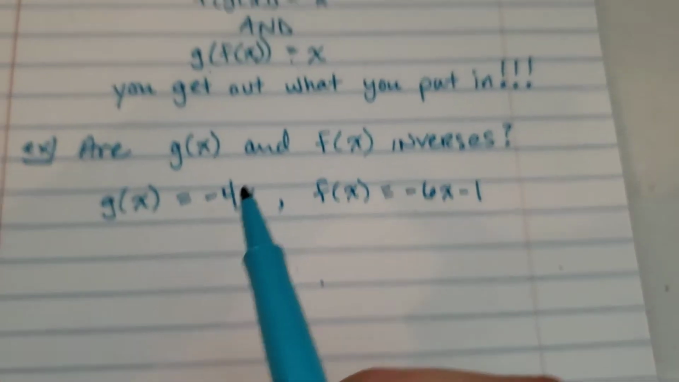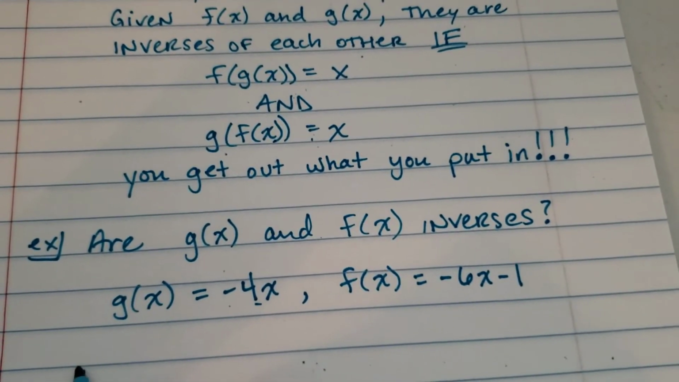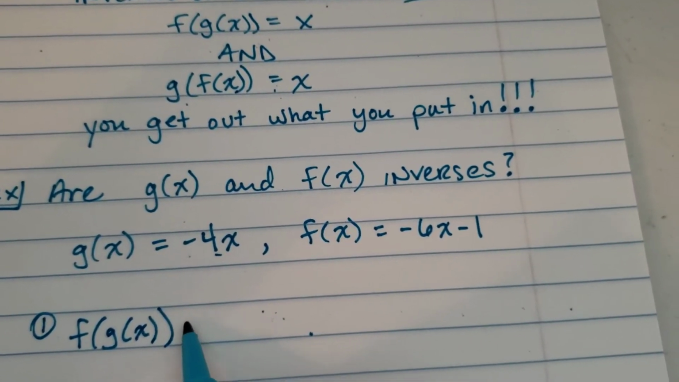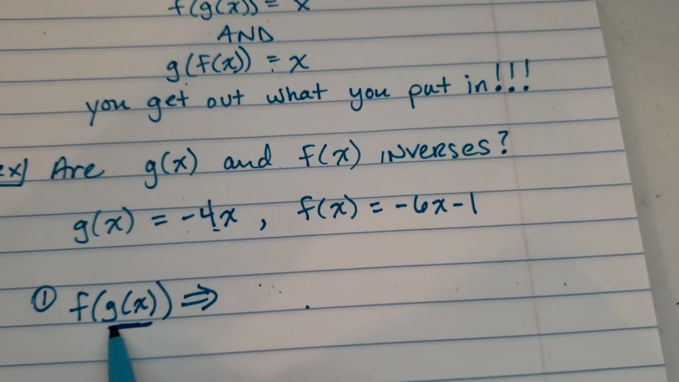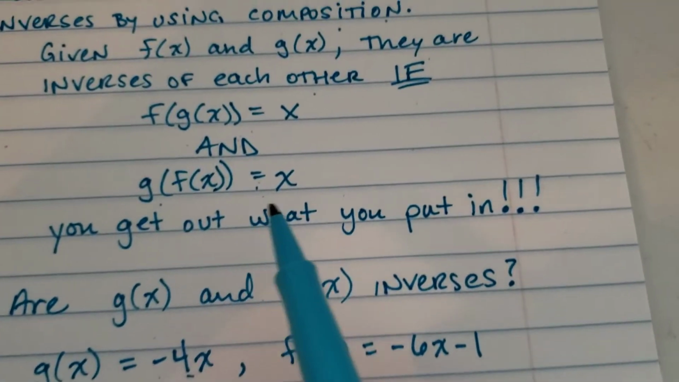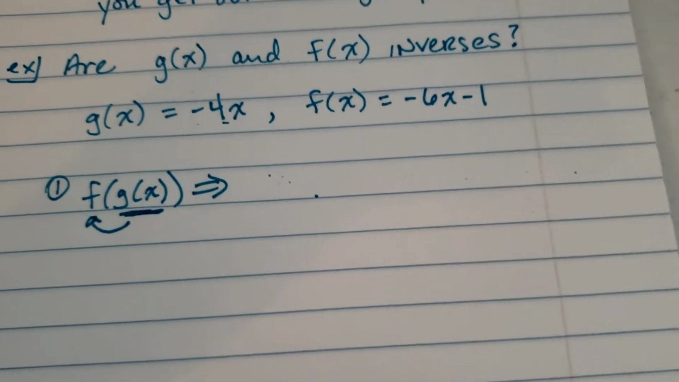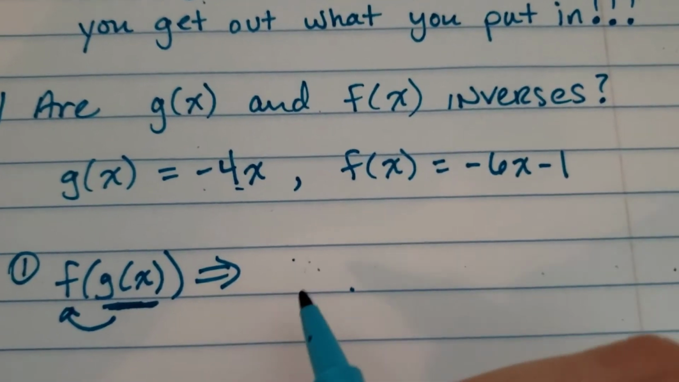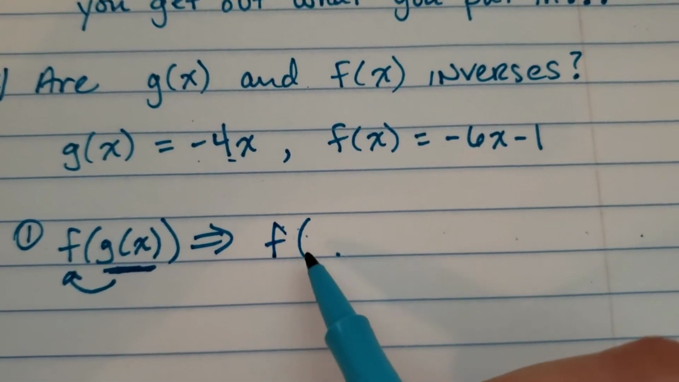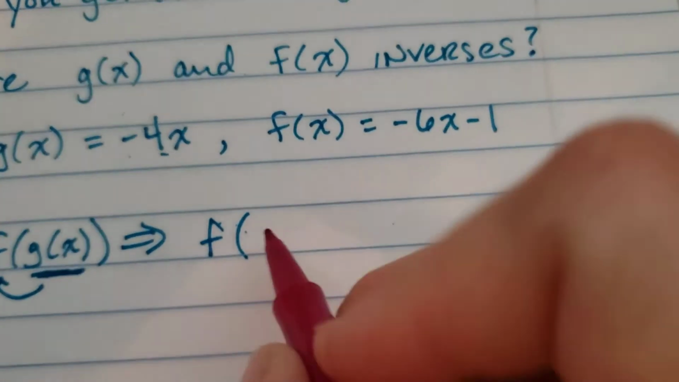To prove it, we must do these 2 steps. So, step 1, I'm going to do f of g of x. Remember, all this means is plug g of x into f of x. And we're hoping that what we get out is just x. We want everything to cancel, proving that there's inverse operations happening. So if I do f of g of x, then I'm doing f of, and what I'm plugging into f is g of x, which is negative 4x.